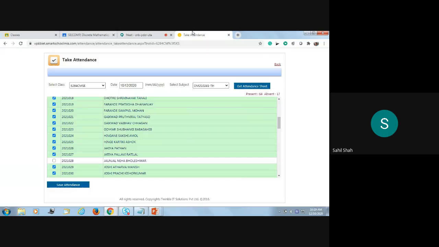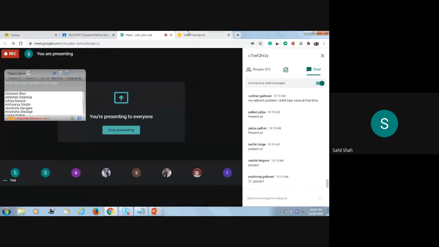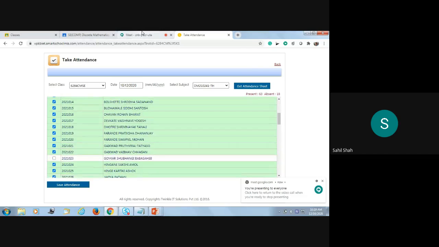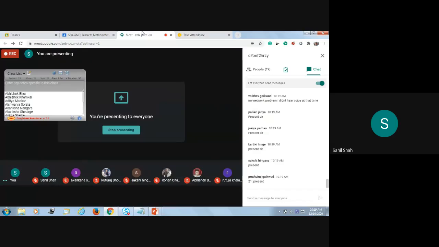21 present. 22 is also present. Farande Swapnil, Farande Pratiksha. Swapnil and Pratiksha, are you present? I am not seeing them. Fine.